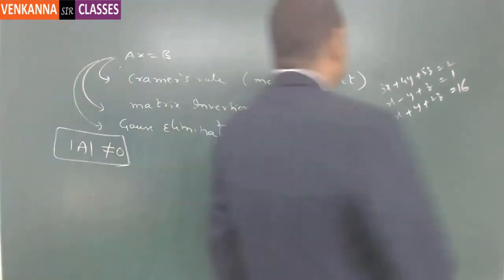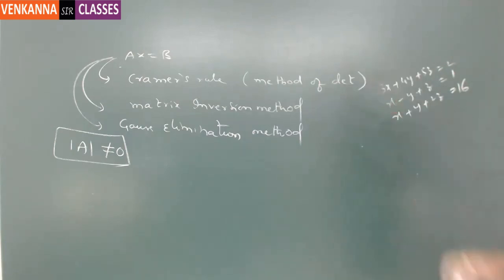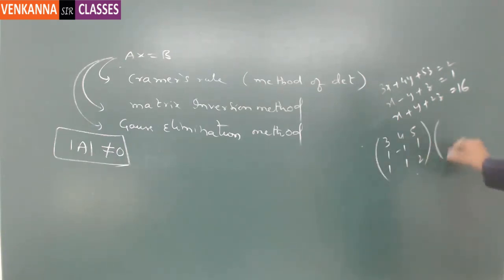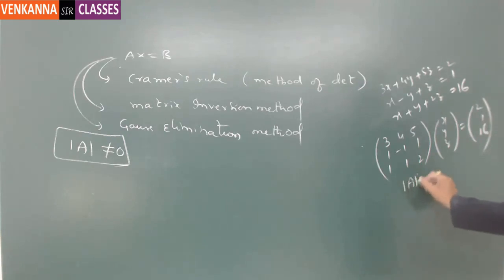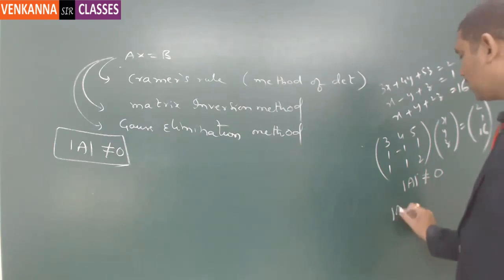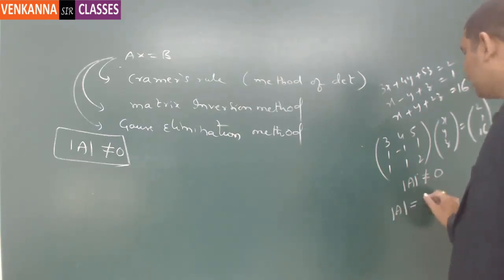So if you write the matrix in Ax equal to B form, so 3, 4, 5, 1, minus 1, 1, 1, 1, 2. So we consider determinant of A, it must be not equal to 0 first. So in this case, let us assume that determinant of A is not equal to 0. So the given coefficient matrix is non-singular, hence the system will possess a unique solution. Now what happens? The value of determinant of A we use with the symbol delta.